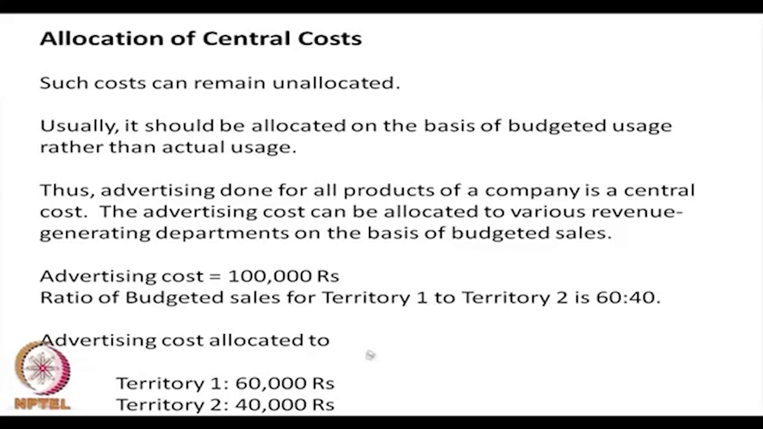Now, this is a very simplistic manner of saying, ordinarily this remains unallocated and is subtracted when the profit and loss statement is prepared. However, if somebody wants to actually allocate it to different beneficiaries such as territory 1 and territory 2, this is the procedure.